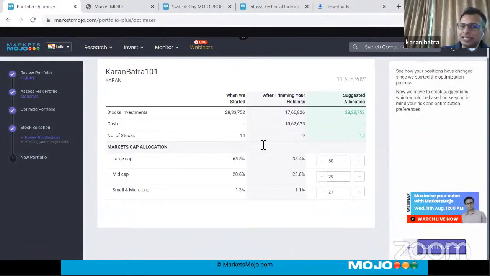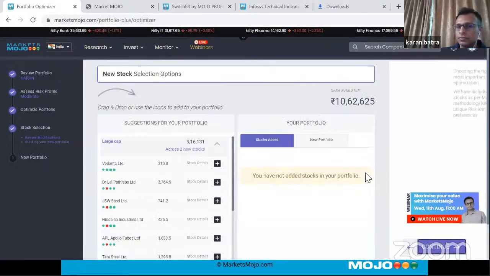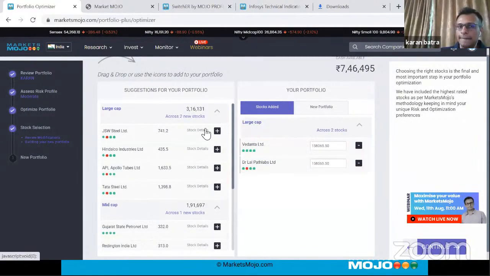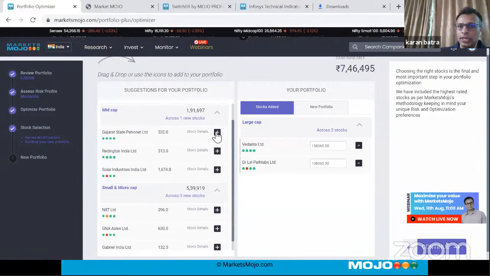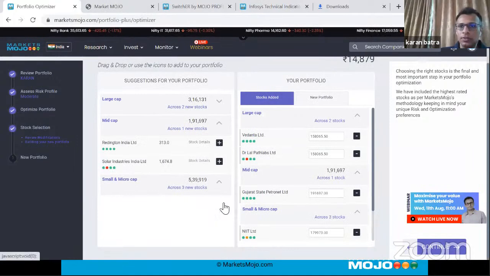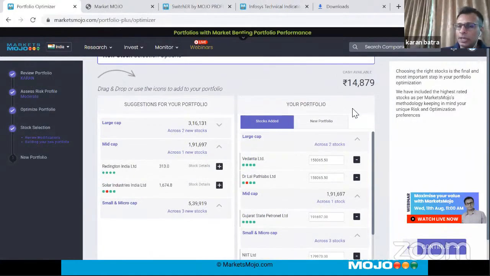So what this is saying is we started with a 65% allocation to large caps. Currently we're 38 after doing all the selling and increasing right now. The system for a moderate profile will take you to 50% allocation. To achieve this, these are the stocks. So this is a basket of stocks from which I should select any two. Let's see, 2 large caps, 1 mid cap, and 3 small caps. So my cash is almost allocated. There might be some amount left because of stock prices and rounding off.